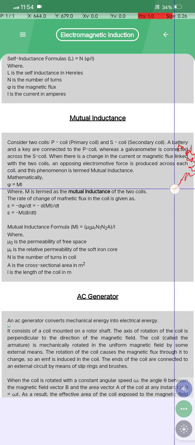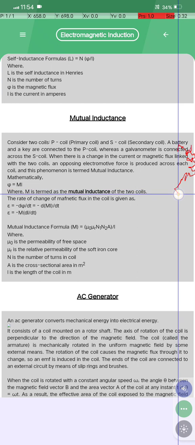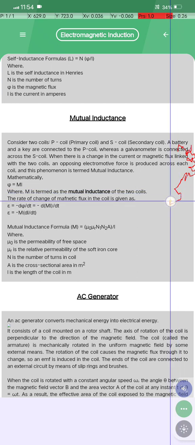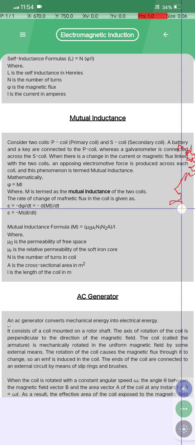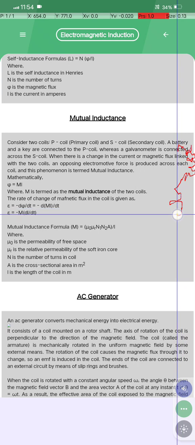Mathematically, psi is equal to MI. M is the mutual inductance of the two coils, and the rate of change of magnetic flux in the coil is given as E is equal to minus d psi by dt, या E is equal to minus d MI by dt, या E is equal to minus M dI by dt.